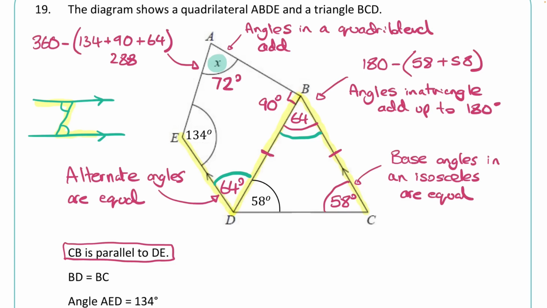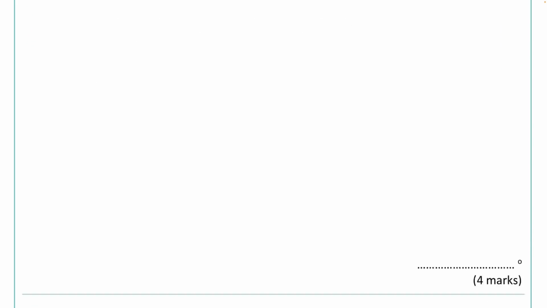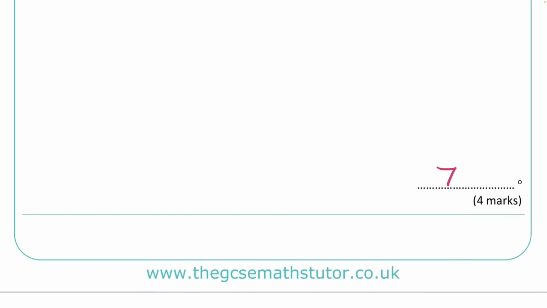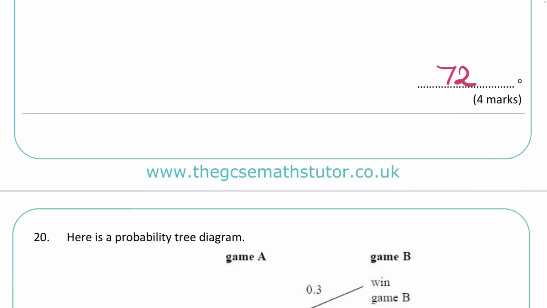Add up to 360 degrees. Right, there we go. So there is an angles question looking at triangles, quadrilaterals, and parallel lines. Okay, on to our next question. Right, what was our answer there? 72. Let's make sure we write that on our dotted line. There we go, 72 degrees.